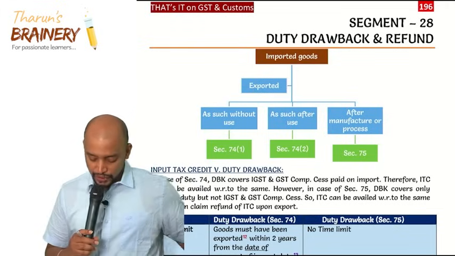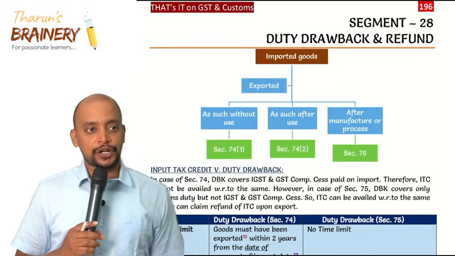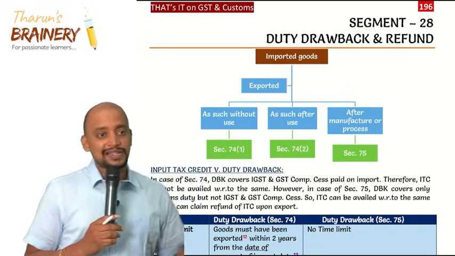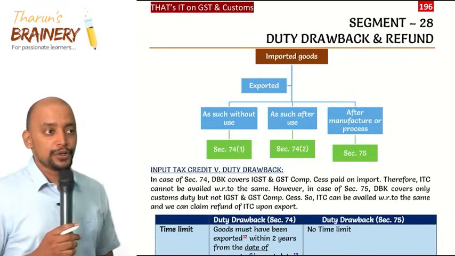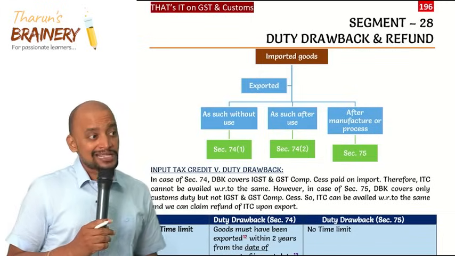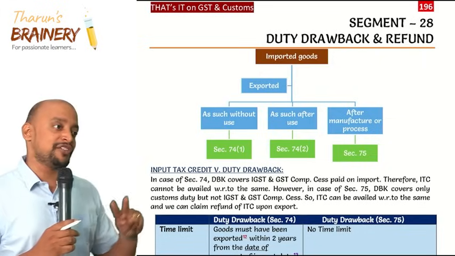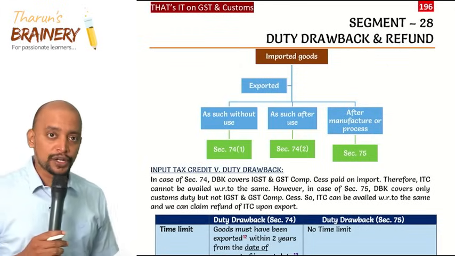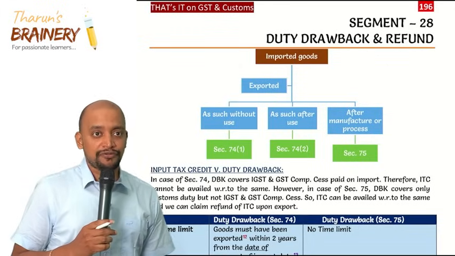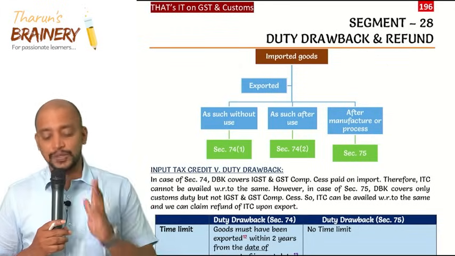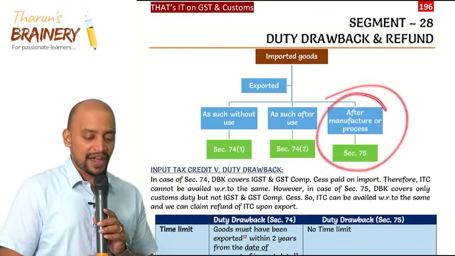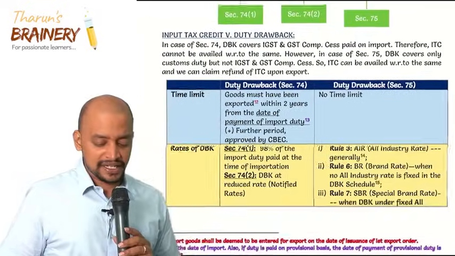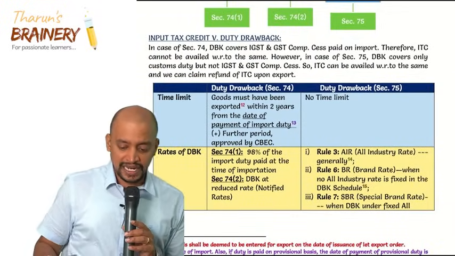These are the 3 situations where we will get duty drawback. Number 1, imported goods exported as such without use. Number 2, imported goods exported as such after use. This is 74, subsection 1 and subsection 2. Then 75, imported goods used in manufacture of finished goods which are then exported. That is 75. Now, what are the provisions that we have in 74 and 75 we will see.